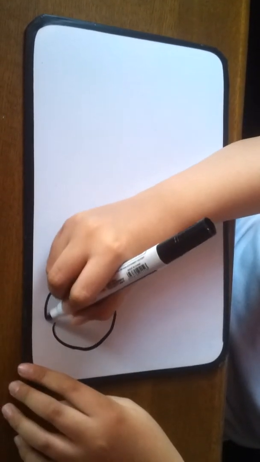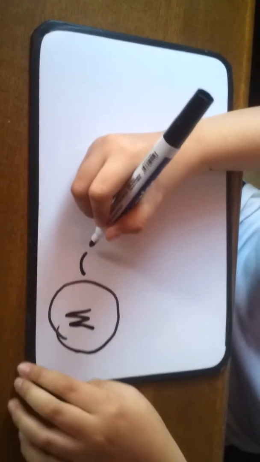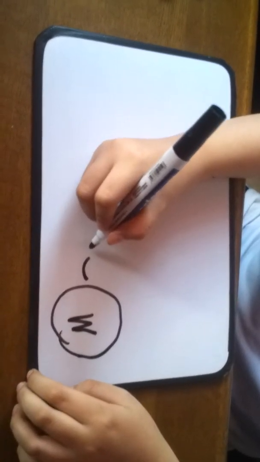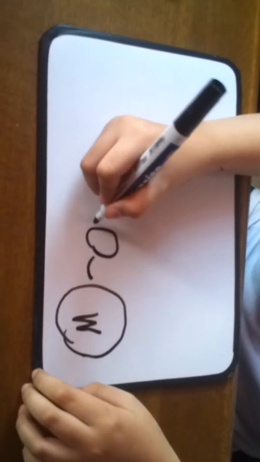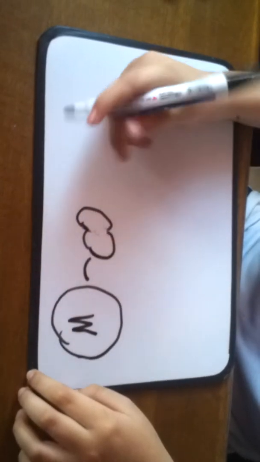Stage 4, M phase, mitosis or meiosis. The cell undergoes division. Division of the nucleus is called karyokinesis, while division of the cytoplasm is called cytokinesis.